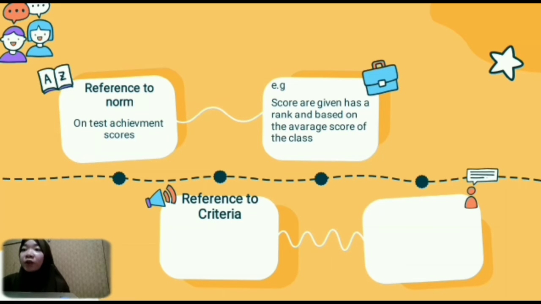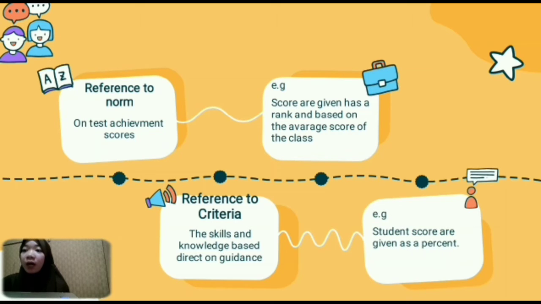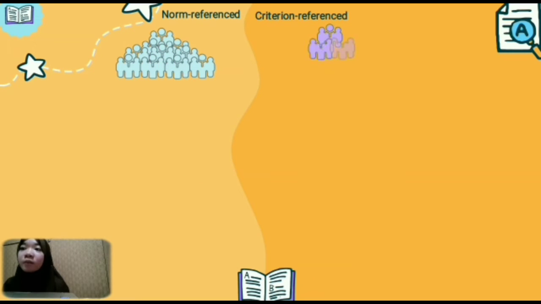So next, criterion reference assessment is to measure the skills and knowledge that a student has mastered based on direct guidance. For example, student scores are given as a percent. If a student gets all questions right, that is 100%. Okay, next is about how a norm reference test differs from a criterion reference test in the number of students tested.